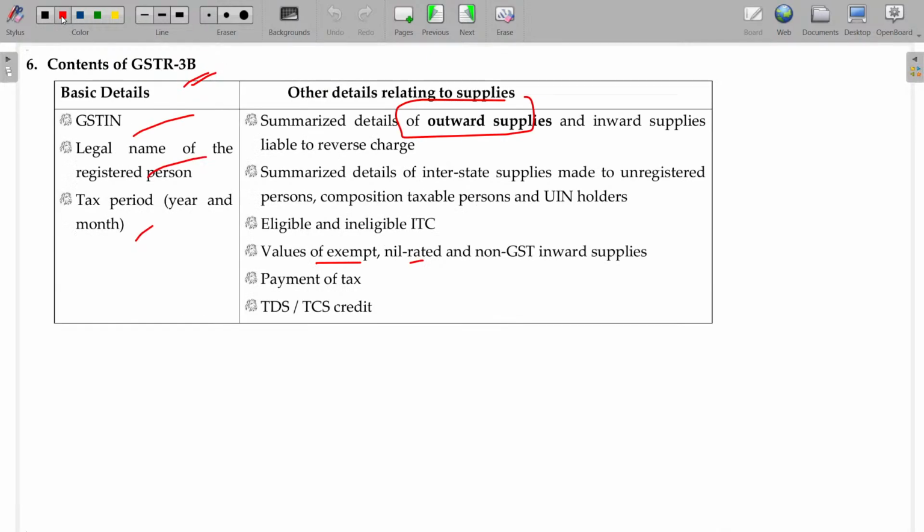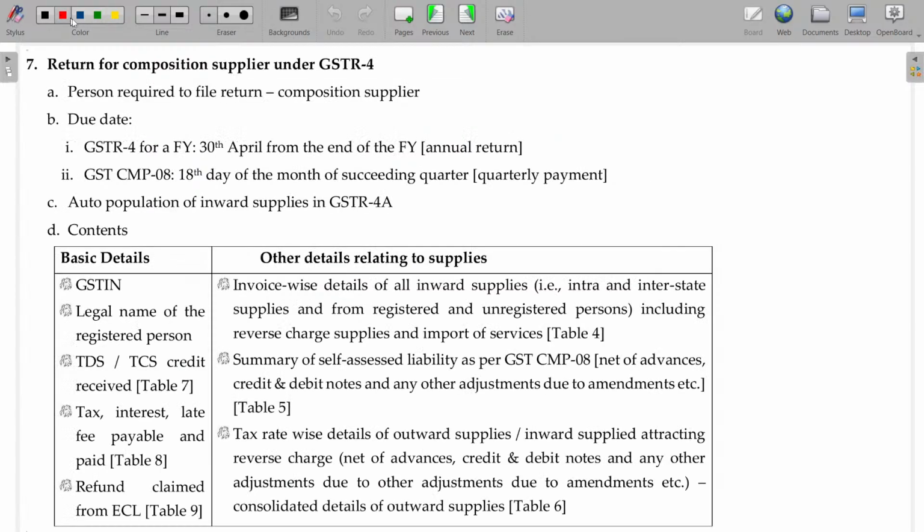Okay, this is the normal case. What about the GSTR 4, sir? GSTR 4 is for the composition supplier. All the details will be available here, but it is for the composition taxpayer. For him, the due date is 30th April from the end of the financial year. So for him, it is not monthly or quarterly. For the composition taxpayer, he has to file only once in a year, after the completion of the year, by 30th April, 30 days. Once in every year, 30th April.